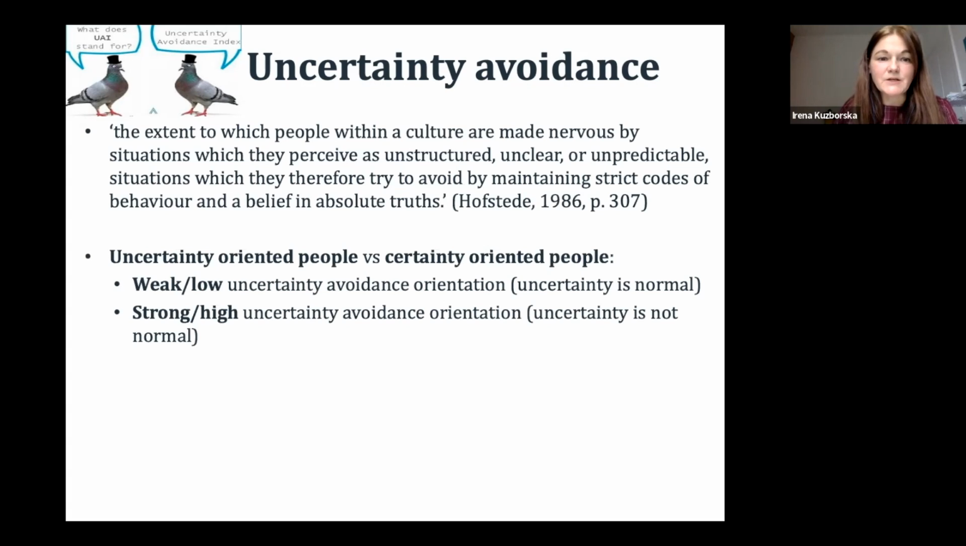So, and again, based on this argument, Hofstede differentiates between people, cultures, uncertainty. I wouldn't say cultures now, probably people: uncertainty-oriented people versus certainty-oriented people. People with weak uncertainty avoidance find uncertainty normal, so ambiguity is normal, and they are not afraid to face ambiguous situations. For example, in school settings, they are comfortable with discussions and open questions. People who have a strong, high uncertainty avoidance orientation find uncertainty not normal; it's more a threat, and they try to avoid these kinds of situations.